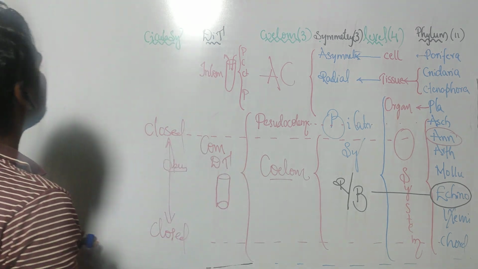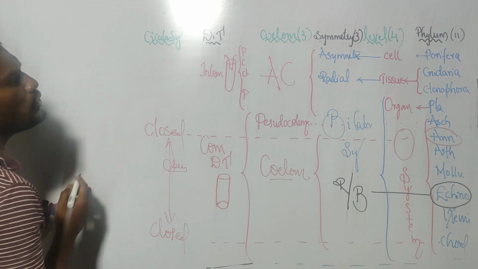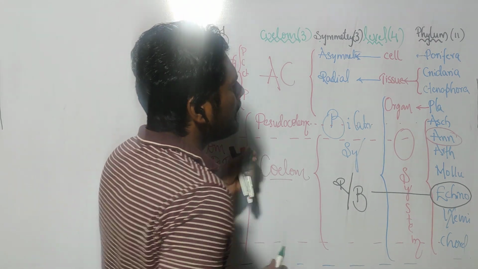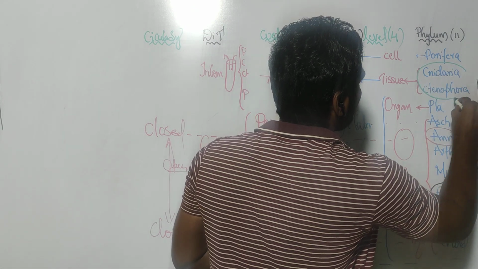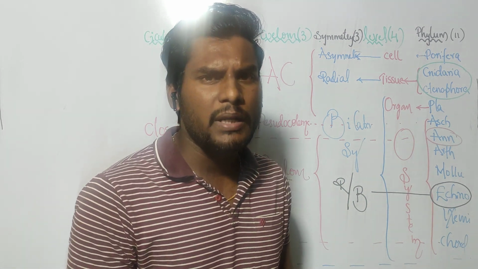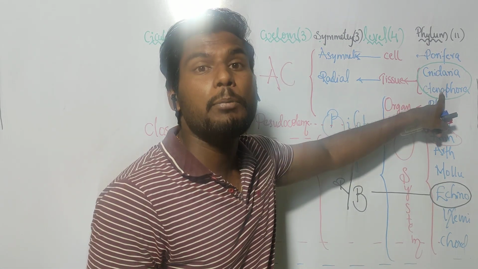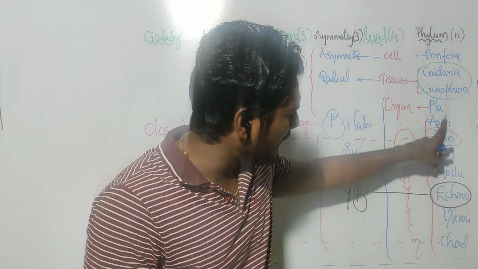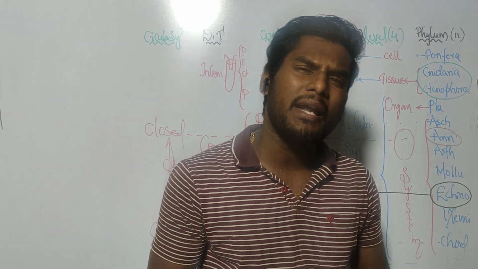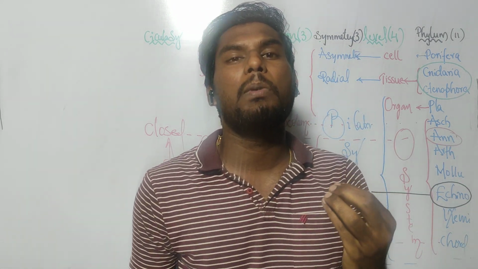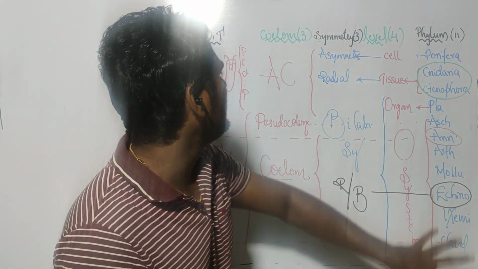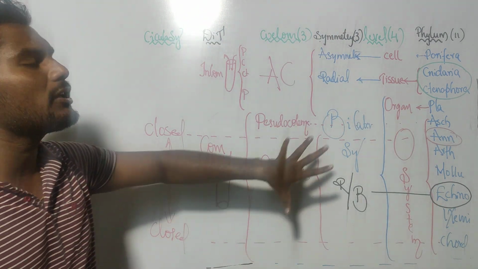Germinal layers. There is a presence of germinal layers. If there are two germinal layers, for example Cnidarians and ctenophores have only two germinal layers, the outer ectoderm and inner endoderm, with mesoglea in between, so they are diploblastic. And the remaining, from Platyhelminthes up to chordates, have three germinal layers: ectoderm, mesoderm and endoderm. They all show triploblastic organization. Yes, this is the basic introduction concept.